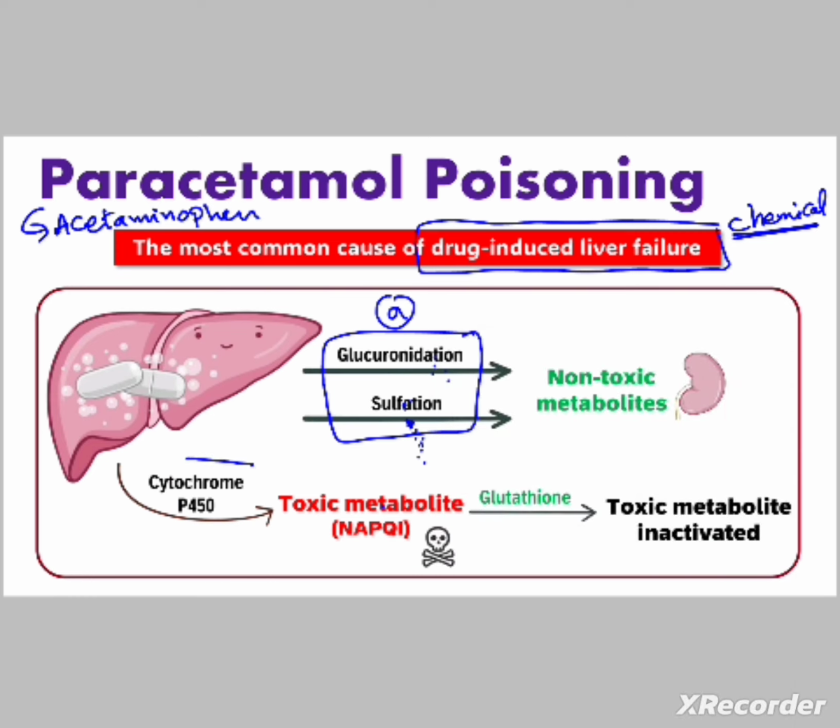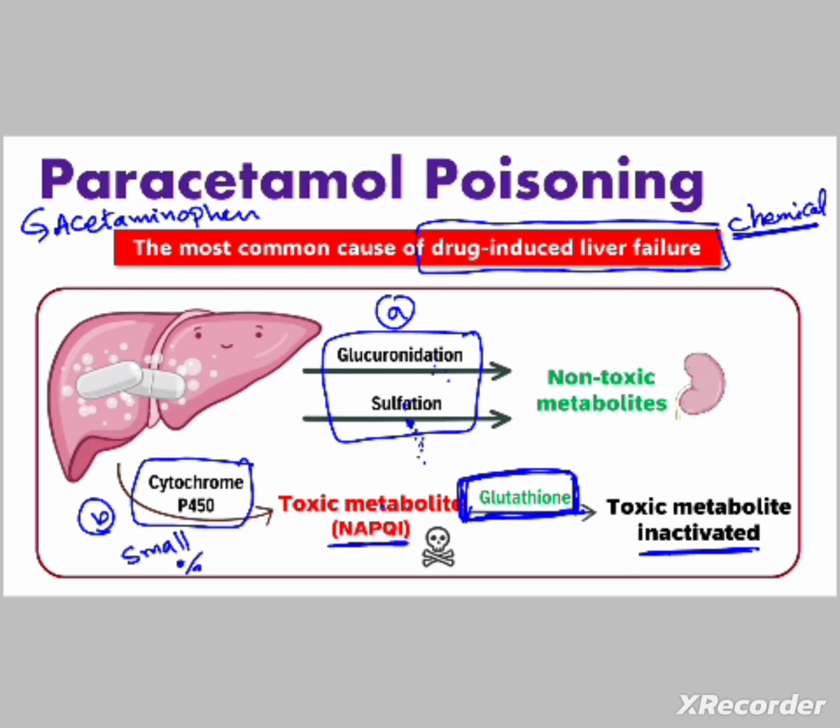The other, more dangerous pathway is called cytochrome P450. Fortunately, only a small amount of ingested paracetamol goes through this pathway, and it is considered dangerous because it yields a toxic metabolite called NAPQI. In order to be inactivated, this toxic metabolite needs an antioxidant called glutathione. This point is responsible for both the manifestations and the treatment of paracetamol poisoning, because too much paracetamol will deplete glutathione, leading to the subsequent manifestations of paracetamol poisoning.